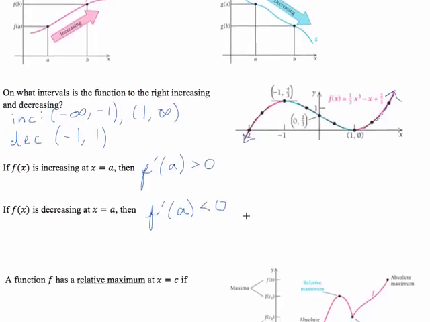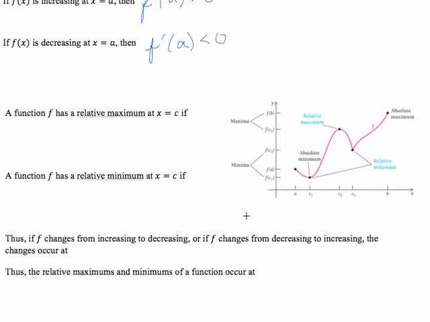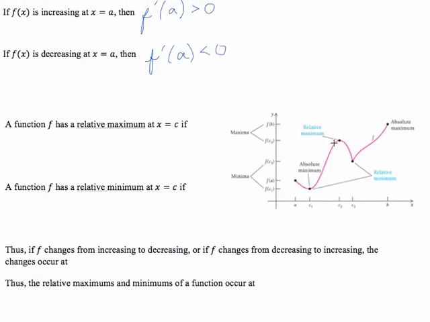A function has a relative maximum at a point if it's a maximum near that area. Really you can say if you can draw a circle around it, and within that circle this y value is the highest, then that's considered a relative maximum. So this function only has one relative maximum right there.